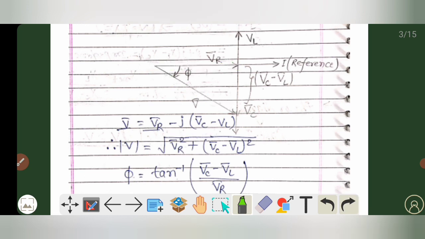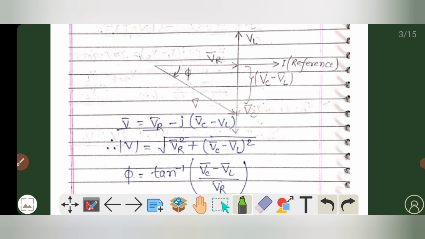In this case, our equivalent voltage is lagging our respective current by angle phi, which is less than 90 degrees, as you can see in the phasor diagram. We also know that the equivalent voltage will be VR minus j into (VC minus VL). If you want to calculate the value of the equivalent voltage, it comes out to be the root of VR squared plus (VC minus VL) whole squared.